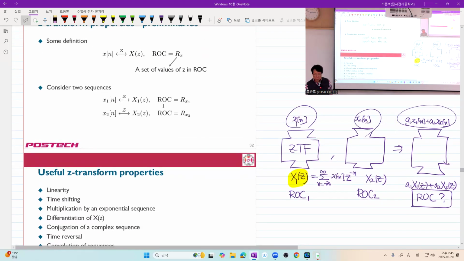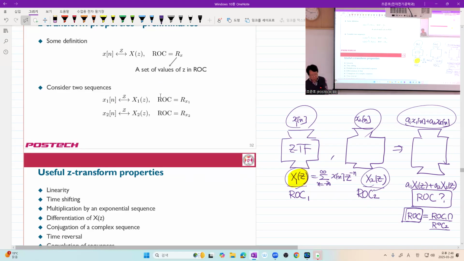And you may just simply say the region of convergence may be the intersection of these two, because on the region of convergence of the first one and on the region of convergence of the second one, if they are intersected and this is not an empty set, on this set this converges, that converges, so everybody's happy.